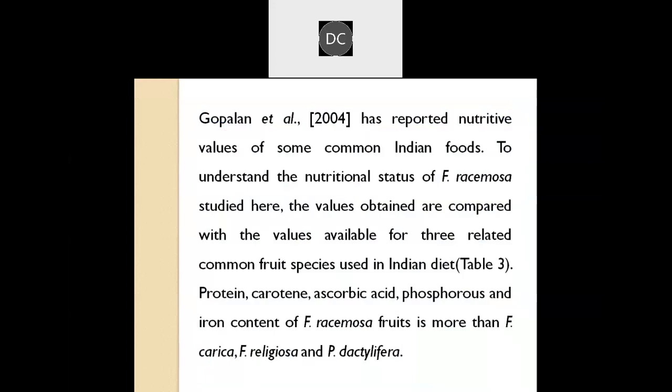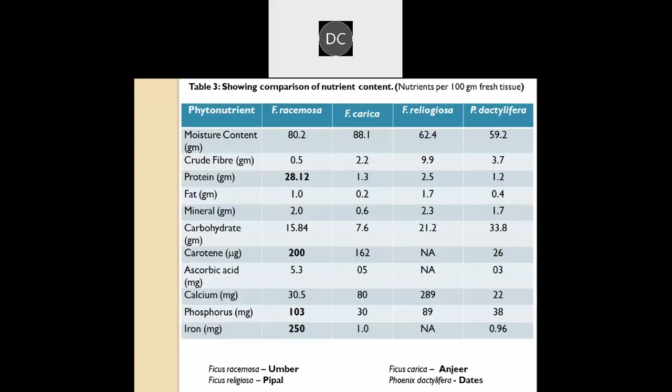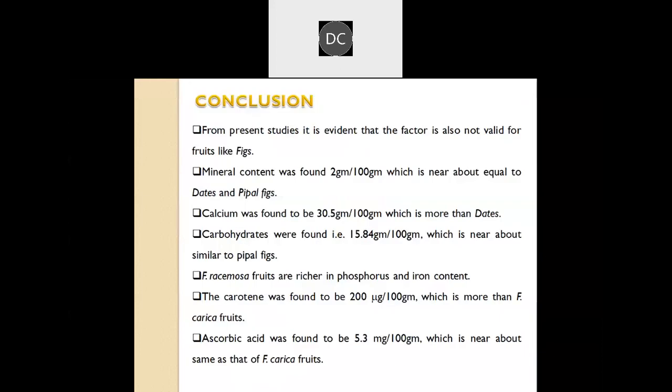Next, madam. According to Gopalan et al., in 2004 the nutritive value of some common Indian foods was reported. To understand the nutritional status of the Ficus racemosa in this study, the values obtained here are compared with the values available for three related common fruit species used in the Indian diet. In table number three, protein, carotene, ascorbic acid, phosphorus, and iron content of Ficus racemosa fruit is more than Ficus carica, Ficus religiosa, and Phoenix dactylifera. Next, madam. Here, table number three shows the comparison of nutritive contents. In this, the protein, carotenes, iron, and phosphorus are higher as compared to the other fruit materials.